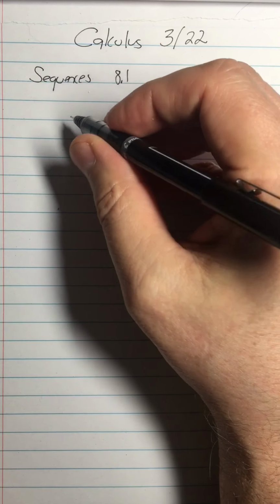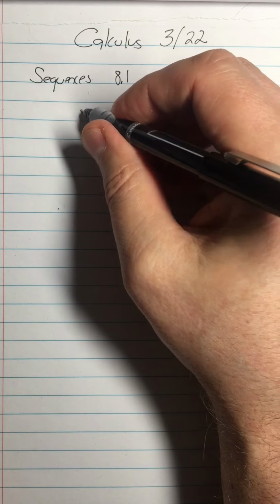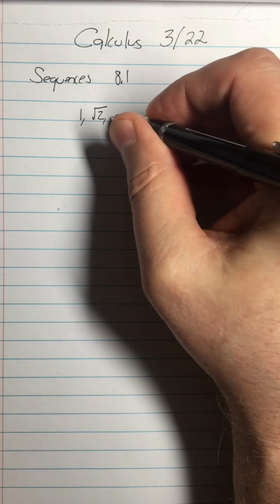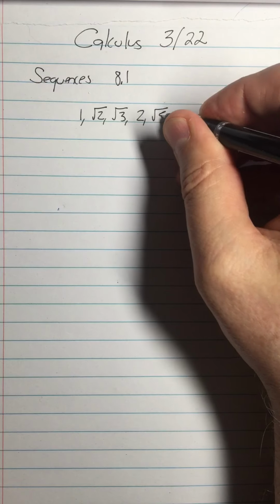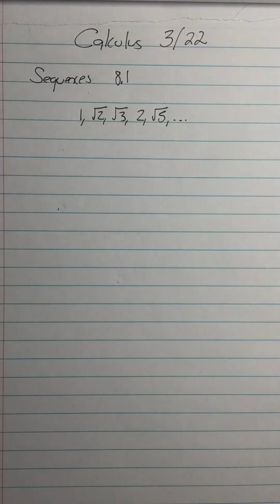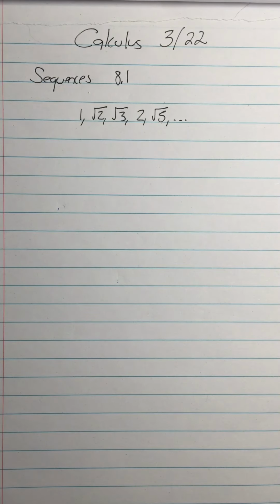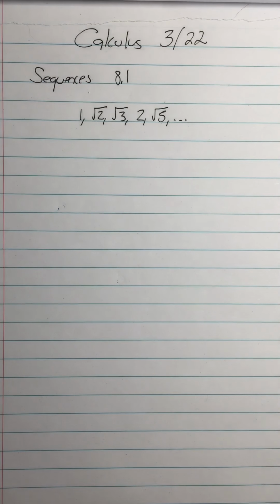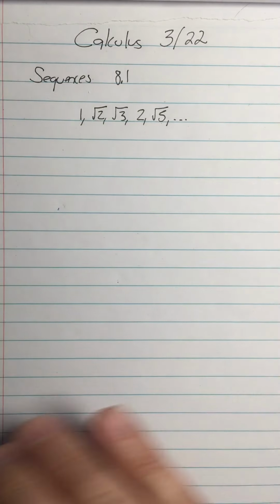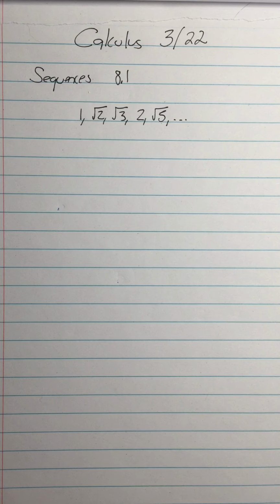So for example, I could have a sequence that goes 1, square root 2, square root 3, 2, square root 5. And you would understand that that's a sequence of numbers, and you'd be able to predict the next value. You could tell me what the next term is. If I said, what is the 100th term of this sequence, you would be able to tell me it's 10. You would be able to tell me the sequence is increasing, that it is infinite. So those are things that you can say about it.